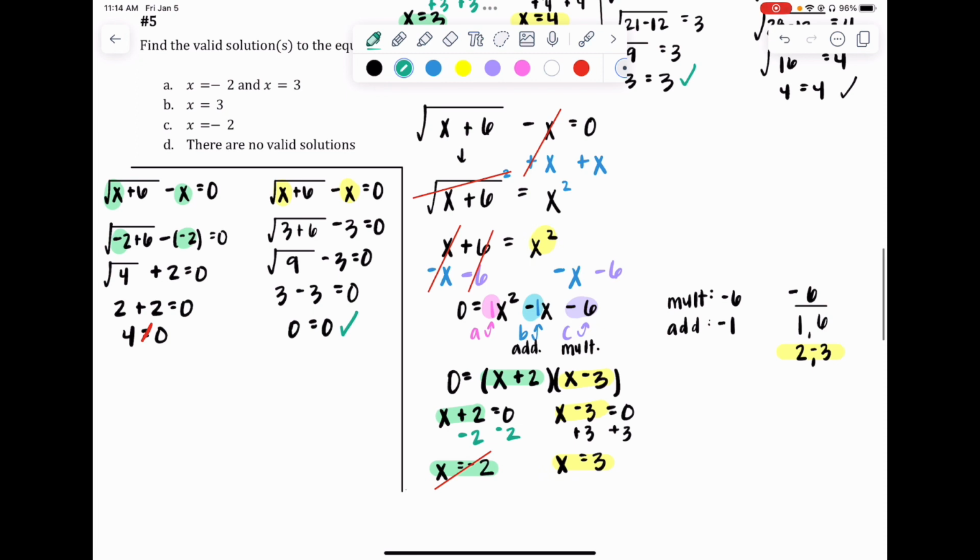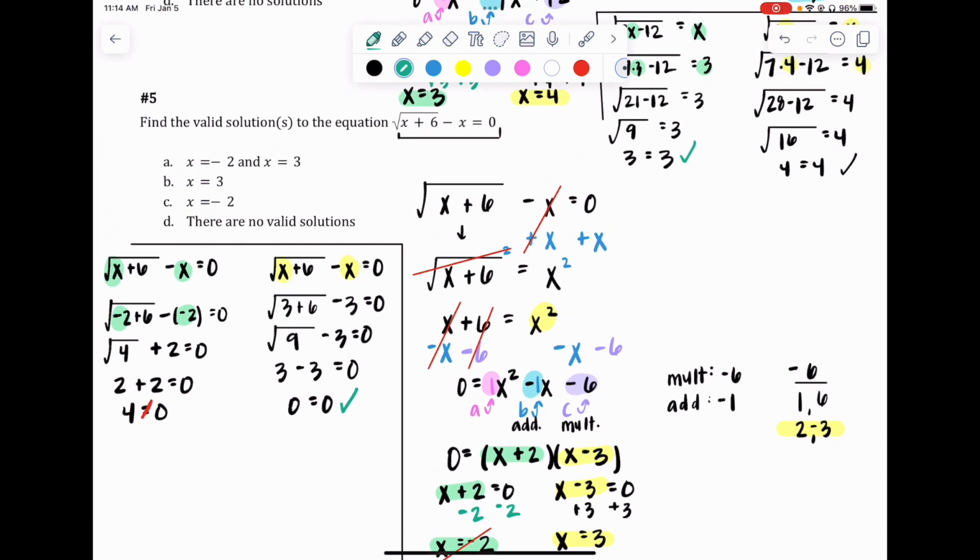So it says find the valid solutions to the equation. So the answer we would choose for this one would have to be the x equals 3. We would not pick the negative 2 and the 3 because the negative 2 is not valid.